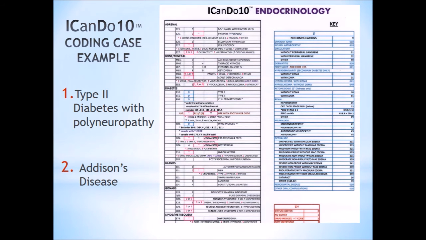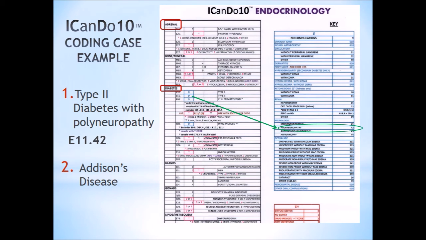Here is a coding case example. Example 1 is diabetes type 2 with polyneuropathy. First, we would go to the diabetic section. We'd find type 2, and our variable, labeled as D for diabetes, brings us to the neurologic section. In that neurologic section, we'd find polyneuropathy and the corresponding number 42. Thus, the code is built: E11.42.